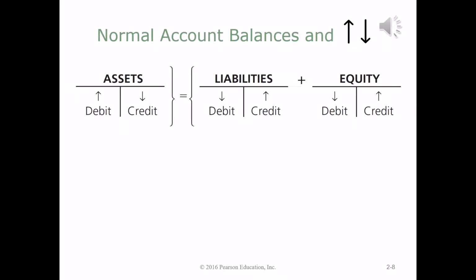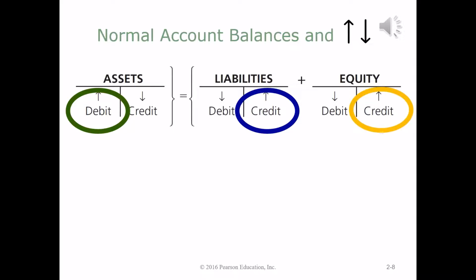Let's take a closer look at the normal balances of the accounts in the equity section. We already learned that the normal balances of assets are debits, and the normal balances of liabilities are credits. When you combine all the accounts in the equity section together, they should have a normal balance of a credit. Let's look at each one.